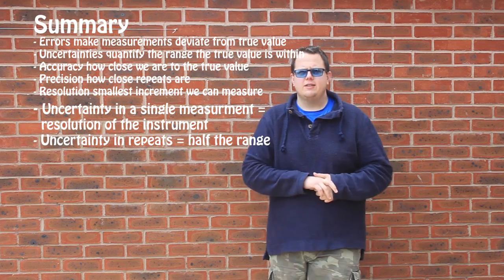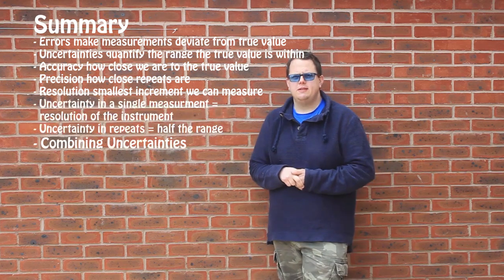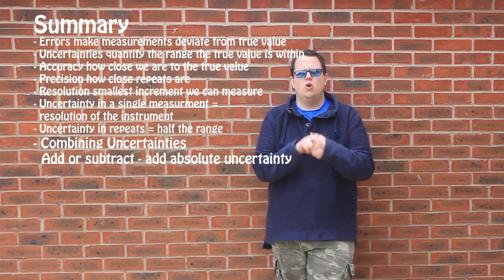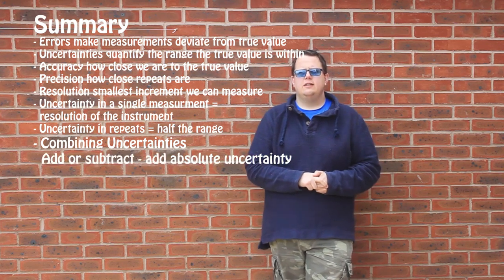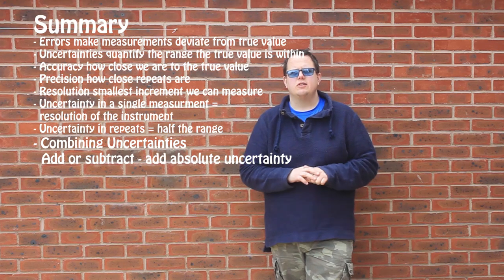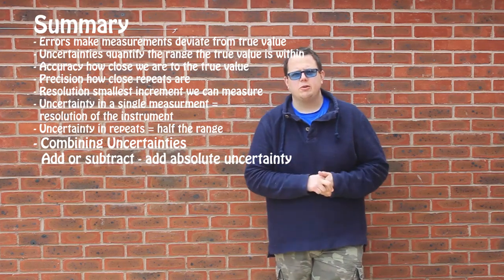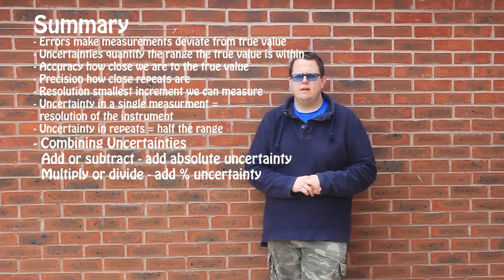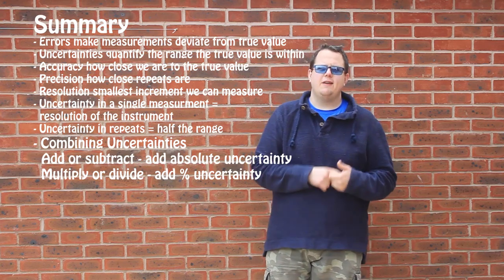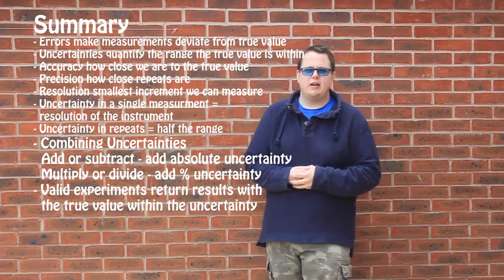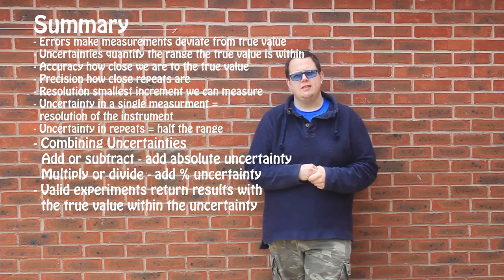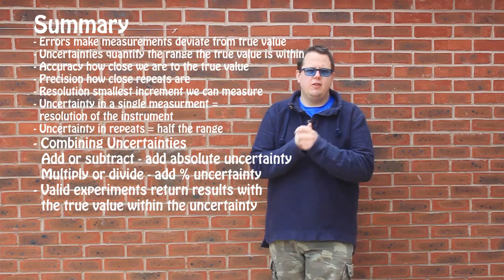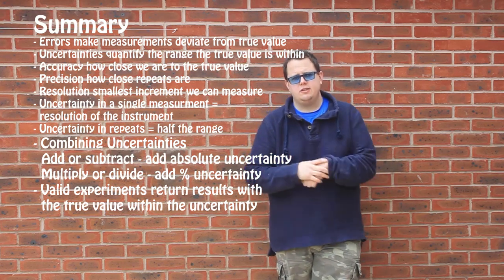When we combine uncertainties, if we add or subtract the measurements, we add the uncertainties. Always add the uncertainties. Doing anything with our data will make our uncertainties greater. If we multiply or divide, then we add the percentage uncertainty. An experiment will be valid if it returns a result where the real value lies within the range of our uncertainties.